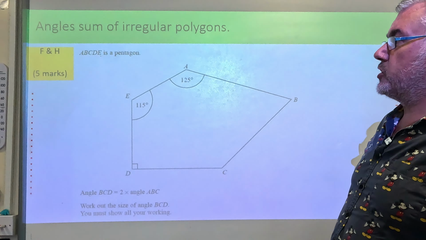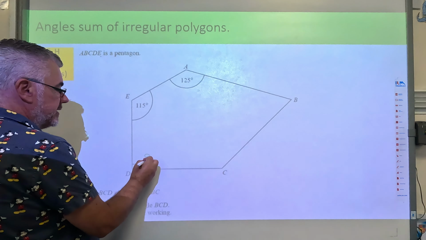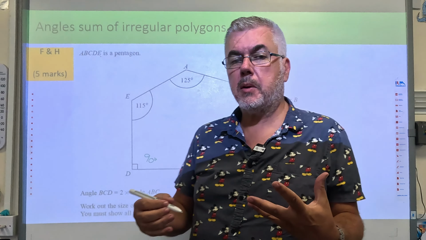So here is today's question. A, B, C, D, E is a pentagon. It just means it's a five-sided shape. They've labelled a couple of angles. I hope we know what this means. I'm going to change this to what it actually is. I'm going to call this 90 degrees, just in case it's going to help me with the question.